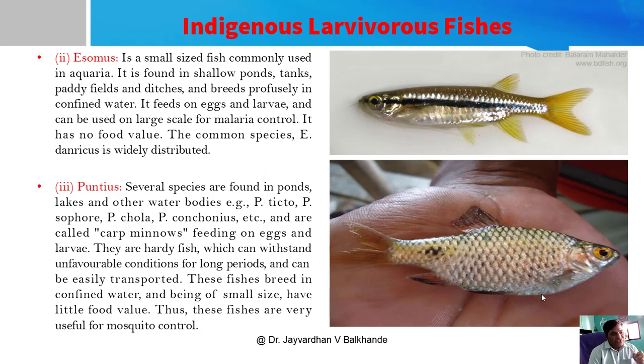They are hardy fish which can withstand unfavorable conditions for long periods and can be easily transported. That's why we can say these fish fully satisfy the characteristics of a larvivorous fish. These fishes breed in confined water and, being small in size, have little food value. So these fishes are very useful for mosquito control.